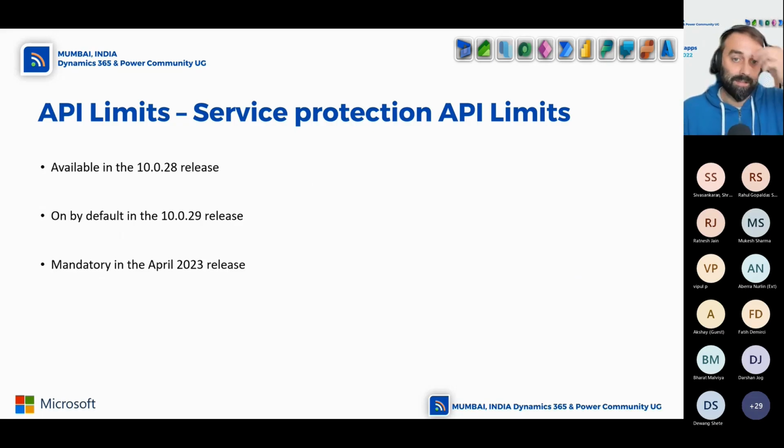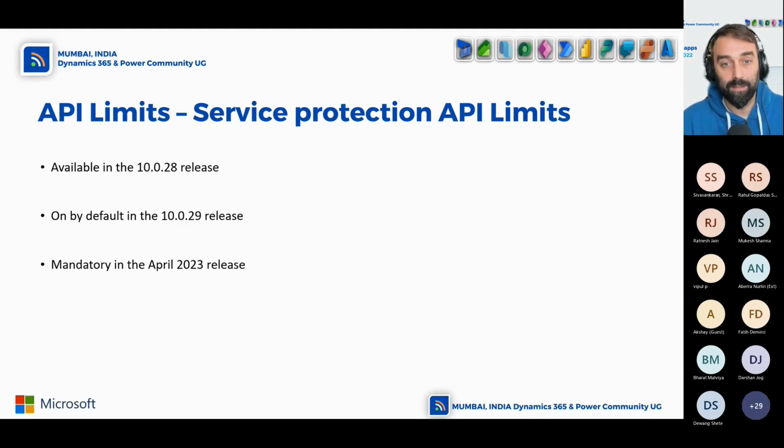And then in the last months, we've got the service protection API limits. The throttling feature is to prevent too many requests. The service protection API limits, which we will see now, are to prevent degradation of the performance by a group of parameters.